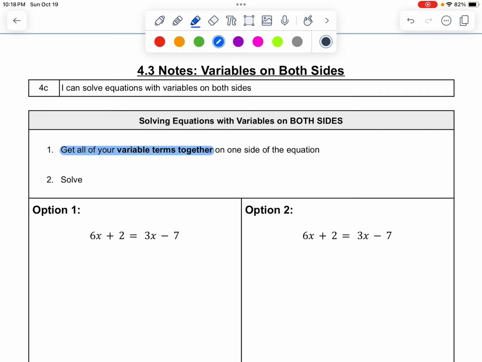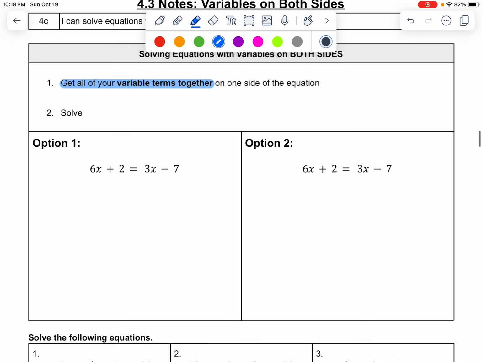What we're going to do right now is do the same problem twice. So we're going to talk about two different ways you could do the same exact problem. Option number one, the first thing you need to notice in this problem is that there are actually variables on both sides. We have a term that has an x on the left side of the equals, and we have a term that has an x on the right side of the equals. Before we can do any other steps, we need to get our x's together.